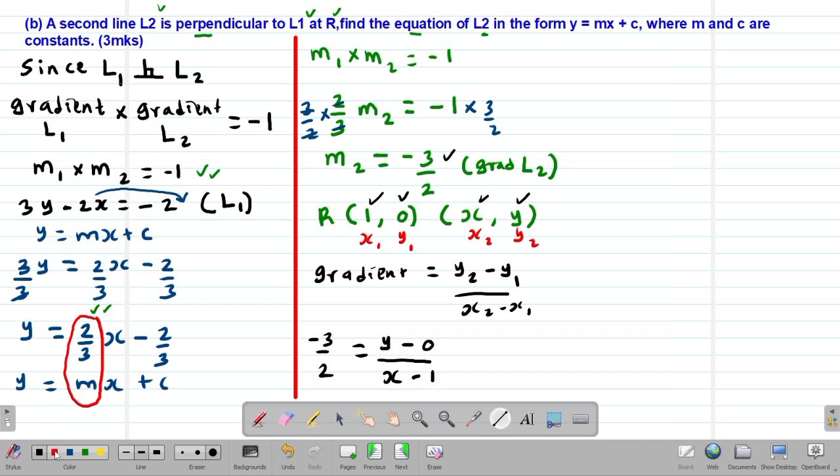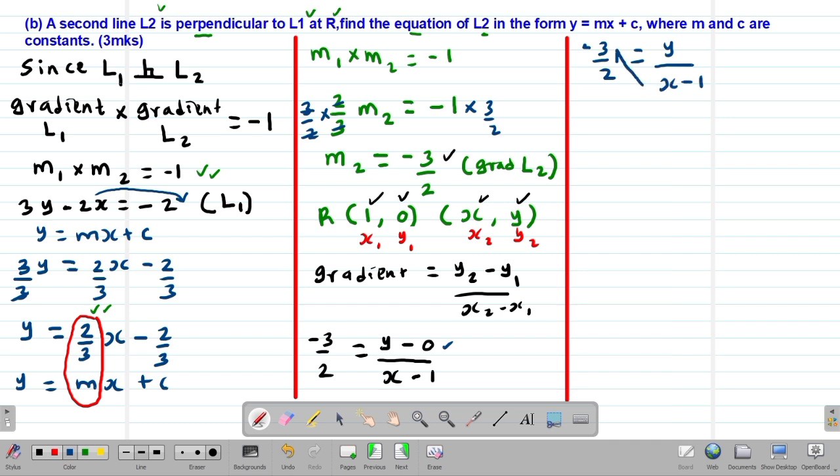Now if I do cross multiplication, this is what I'm going to end up with. This can be written as negative 3 over 2, then of course being equal to y minus 0. I'll simply remain with positive y, then divided by x minus 1. On doing cross multiplication, this one will move up, then this one will multiply with that. So I'll end up with negative 3, then into bracket x minus 1, being equal to 2 multiplied by y.